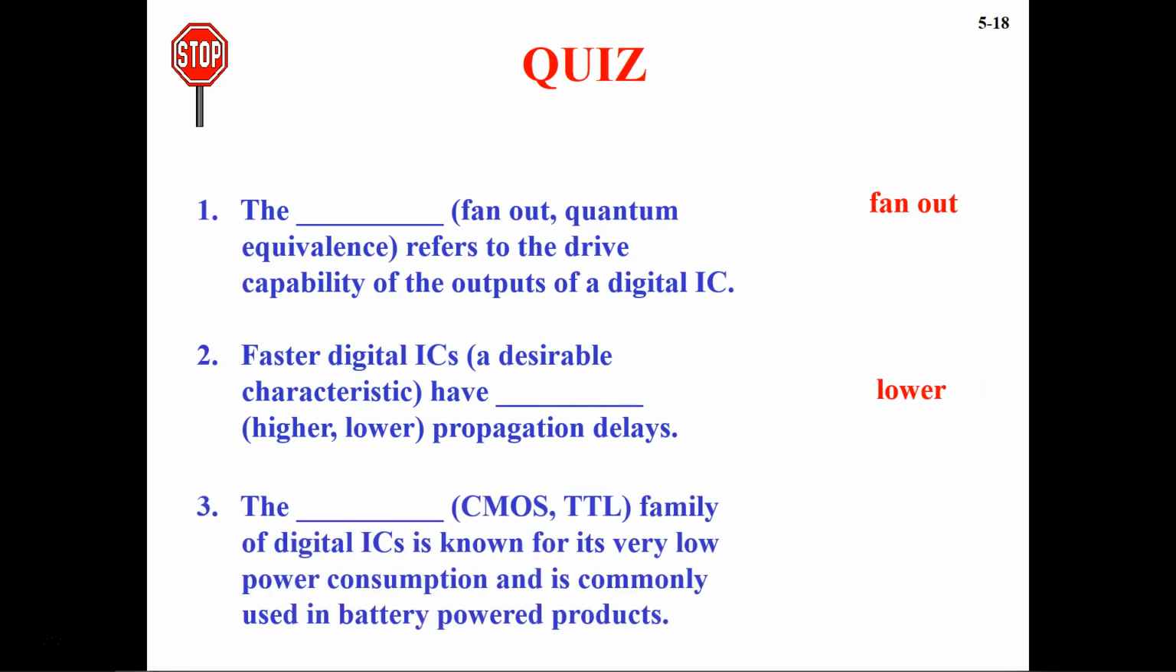Now third: is the CMOS or TTL family of digital ICs known for its very low power consumption and commonly used in battery powered products? We learned that CMOS has very low power consumption. It was 0.001 milliwatt, whereas for TTL it was 10 milliwatt. So definitely it's going to be CMOS.